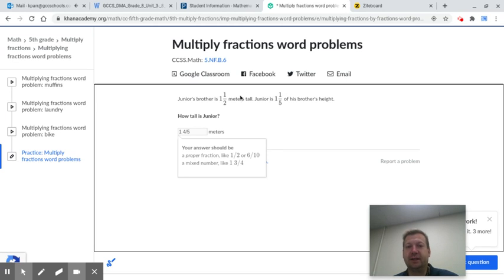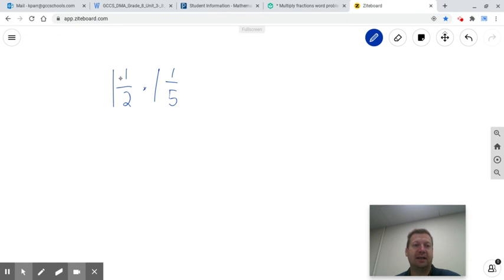In a situation like this where there's fractions, sometimes it gets confusing. So let's just think about it if it said Junior's brother is 6 feet tall and Junior is half of his brother's height. Well, we would know in that case that we would divide by 2 or we would multiply by 1/2. So in this case, we're going to take 1.5 times 1 1/5. So I've got that set up right here, 1.5 times 1 1/5.